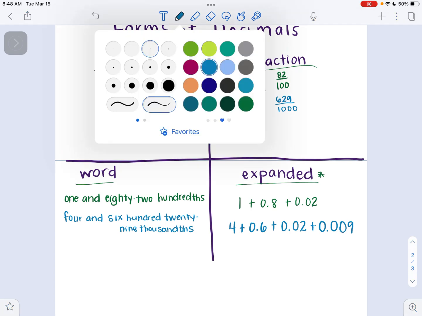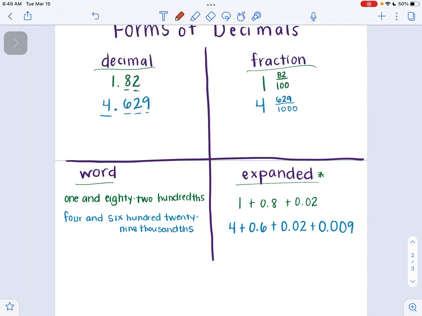Now that you have those 2 examples down, let's give it a try by yourself. I'm going to write the decimal form, and I want you to write the fraction, word, and expanded form. Then you can press play to see how you did. So I'm going to go 16 and 32 thousandths. I gave you a trick here. I've got nothing in the tenths spot. Pause this video and give it a try.